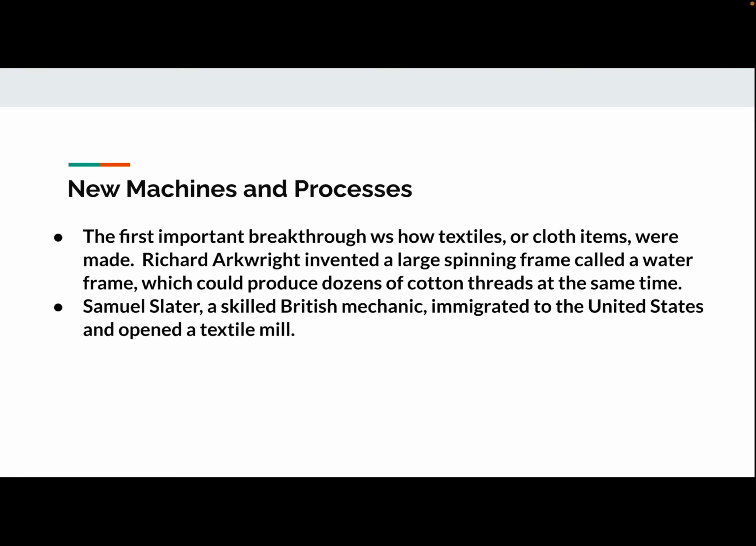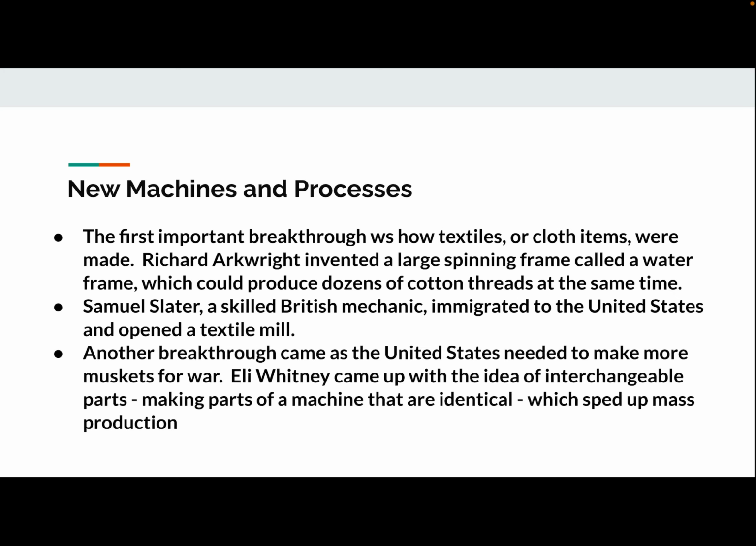We have Samuel Slater, a skilled British mechanic who immigrated to the United States and opened a textile mill. He memorized textile mill plans from Britain and brought them over to the United States, remember from yesterday's scavenger hunt. So the Industrial Revolution actually started more in Great Britain, in Europe, and people started bringing those ideas and plans to the United States.